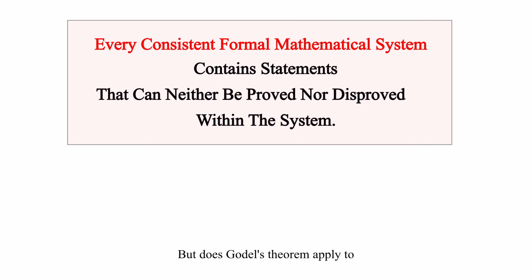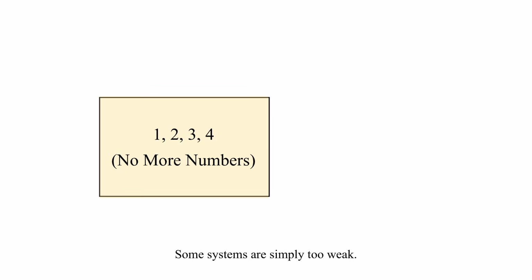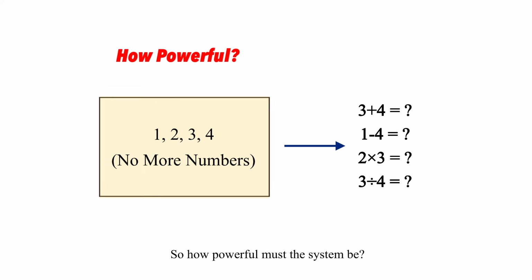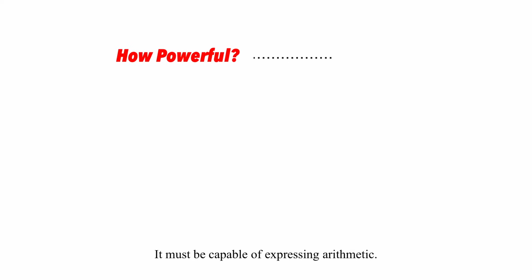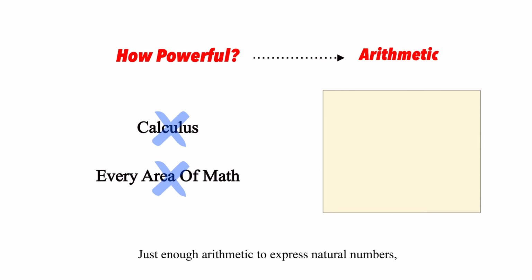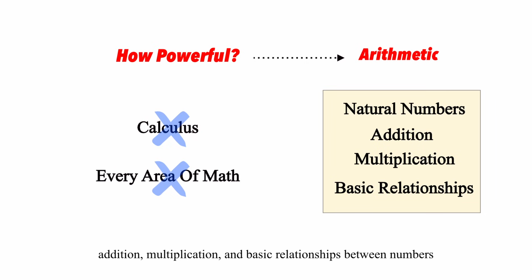But does Gödel's theorem apply to every consistent formal system? Still no. Some systems are simply too weak. They cannot even express ordinary arithmetic. So how powerful must the system be? It must be capable of expressing arithmetic, not advanced calculus, not every area of mathematics. Just enough arithmetic to express natural numbers, addition, multiplication, and basic relationships between numbers.